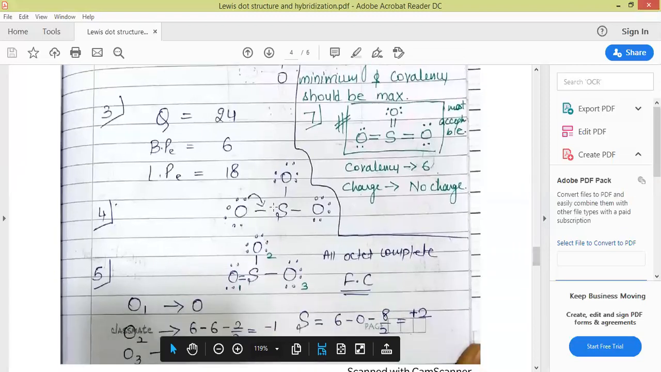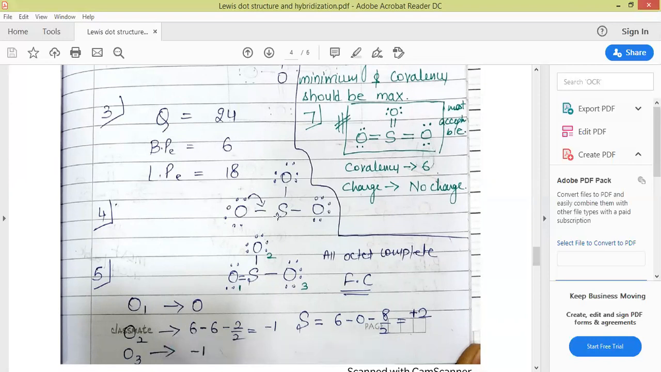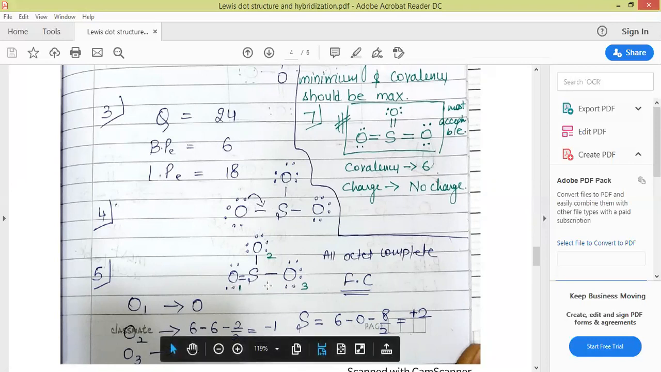After that, we'll check for the octet. The octet for oxygen is complete here, but for sulfur the octet is not complete. So we'll shift one lone pair of one of the oxygens to make a double bond. This is done. Now we'll calculate the formal charge.